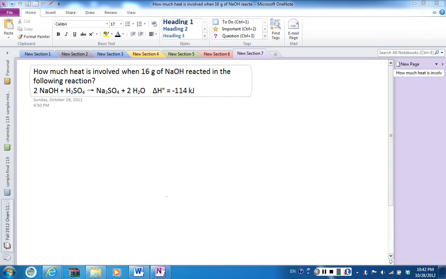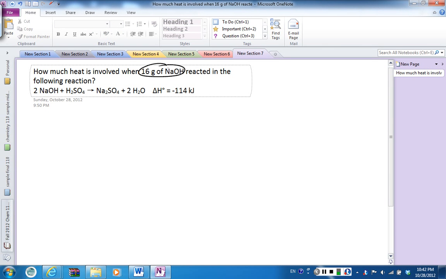How much heat is involved when 16 grams of sodium hydroxide reacted in the following reaction? And we have 2 moles of sodium hydroxide reacting with 1 mole of sulfuric acid, producing 1 mole of sodium sulfate and 2 moles of water, with the standard delta H value of negative 114 kilojoules. Alright, so you have a thermal equation, and you have the amount of one reactant.